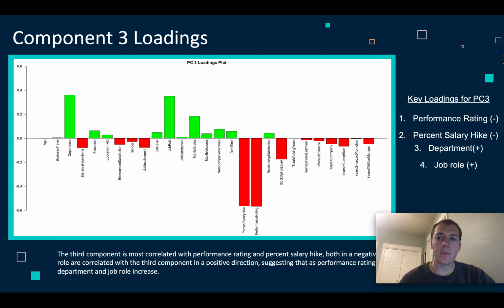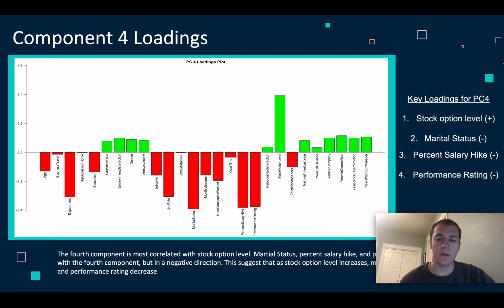Same thing for principal component 3, we've got performance rating, percent salary, height, department, and job role. So the interpretation of that is similar to the previous two. I want to go ahead and talk about principal component number 4 because I think this is a really interesting takeaway. Principal component 4 is positively associated with stock option level, and it's negatively associated with marital status. So when stock option level increases, we can say that marital status decreases. That's pretty interesting. That might play into what we're getting at here.